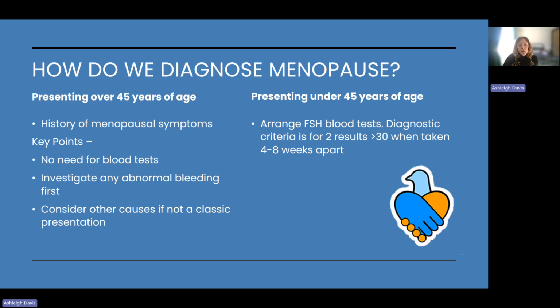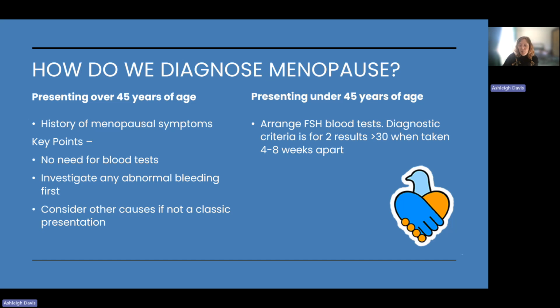So, how would we diagnose the menopause? Menopause is defined as somebody who is over a year since their last menstrual period, and if we have somebody presenting over 45 years of age with potentially a history of menopausal symptoms, then we can diagnose menopause or perimenopause.